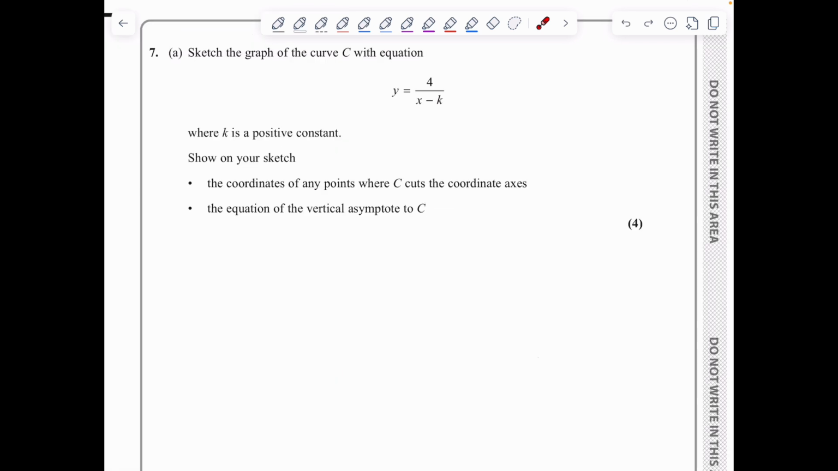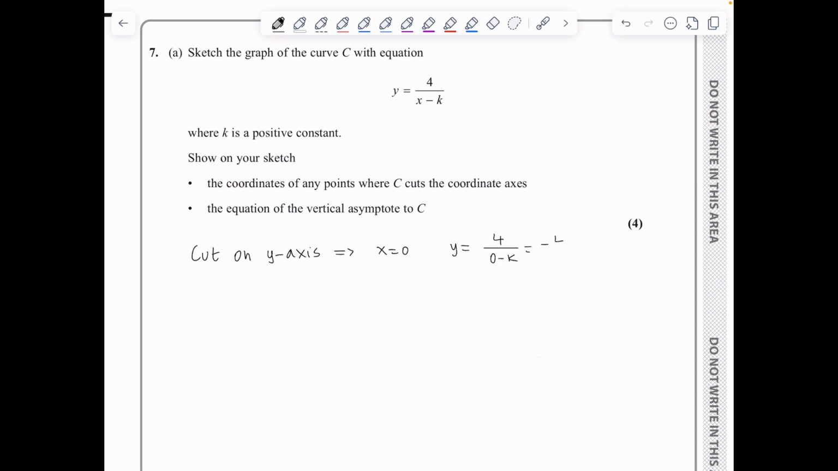In question 7, we are asked to sketch y is 4 over x minus k, where k is a positive constant, and we need to show the coordinates of any points where we cut through the axes, as well as the equation of the vertical asymptote. Well, let's start by considering the cut on the y-axis. This means I will be putting x to be 0, and therefore we're looking at y is 4 over 0 minus k.